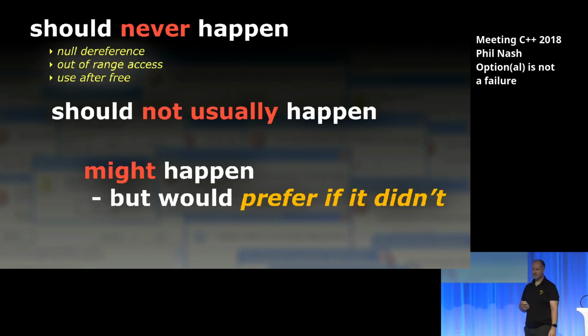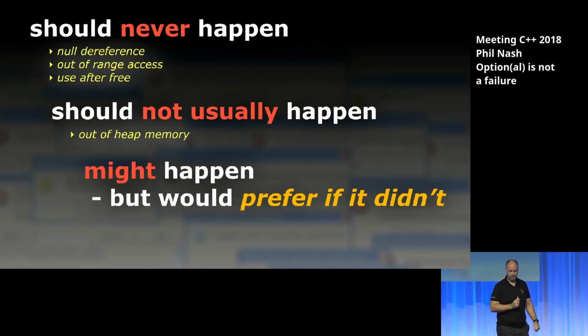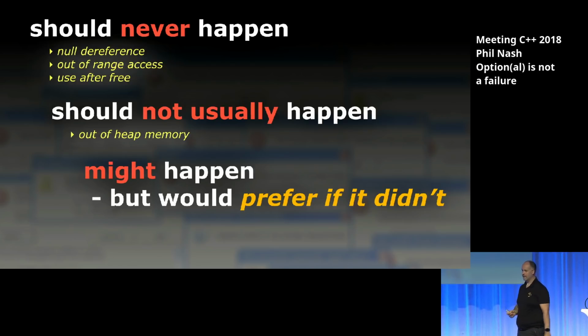The middle category is interesting, and there's really one canonical example here. You might think of a few more, and you might make arguments for them, but this is the one I want to call out. Out of heap memory. New couldn't allocate memory.